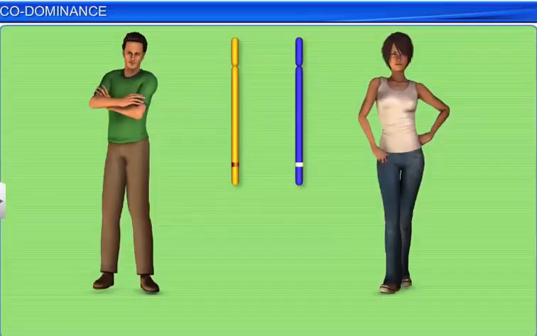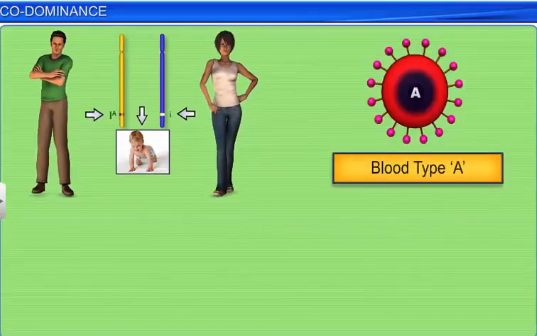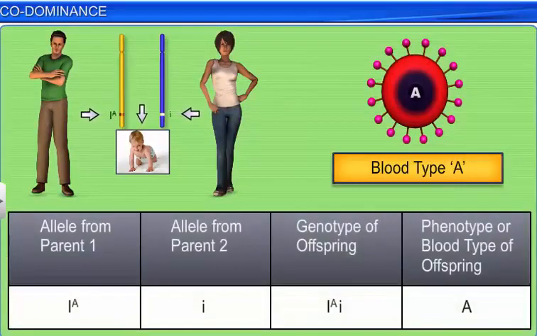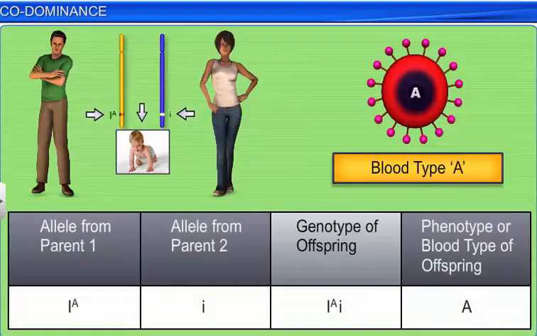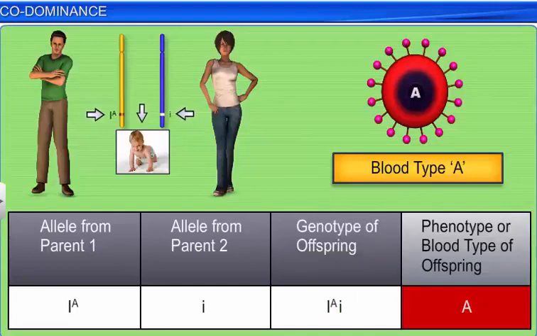Therefore, if the allele from one of the parents is IA and from the other is small i, only IA is expressed in the offspring, as small i does not produce any sugar. In this case, the RBCs have only type A sugar in them, and the genotype of the offspring is IA small i, and the phenotype or the blood group is A.